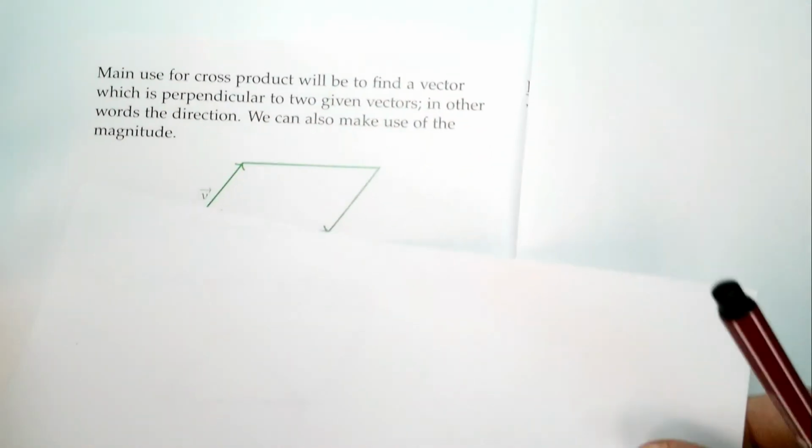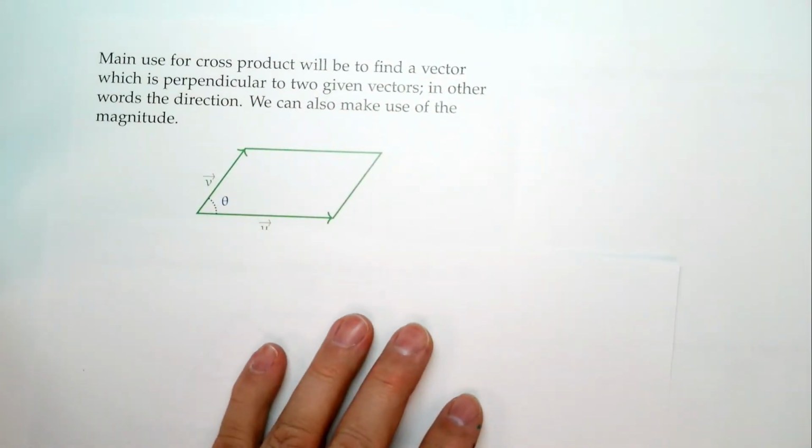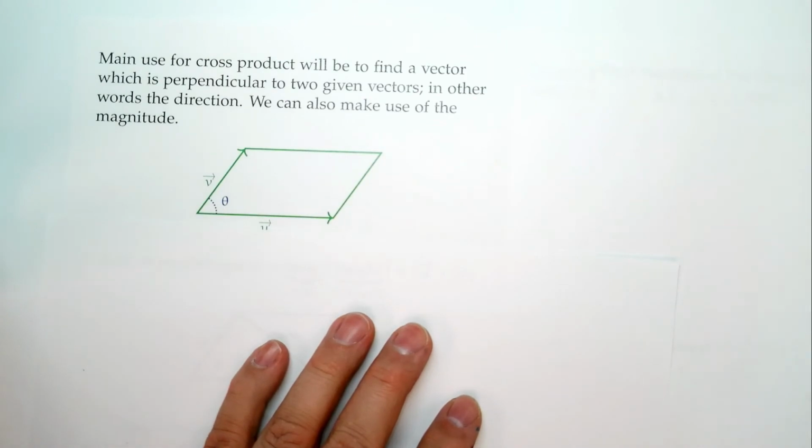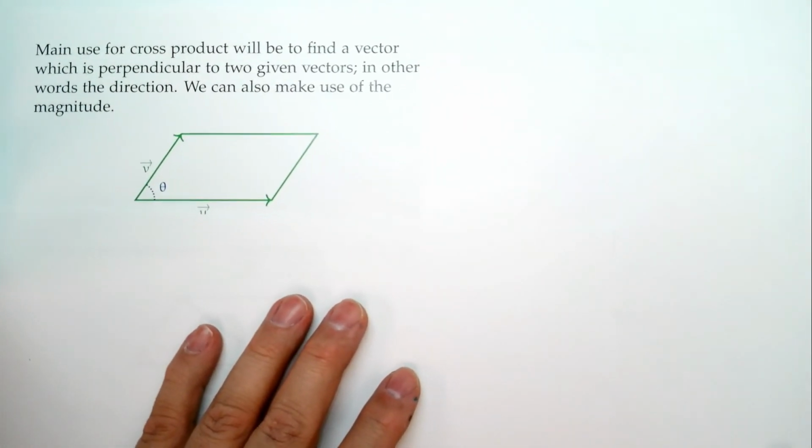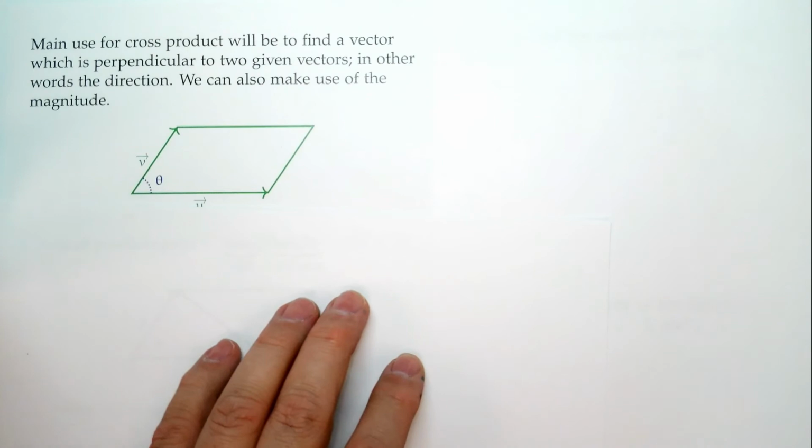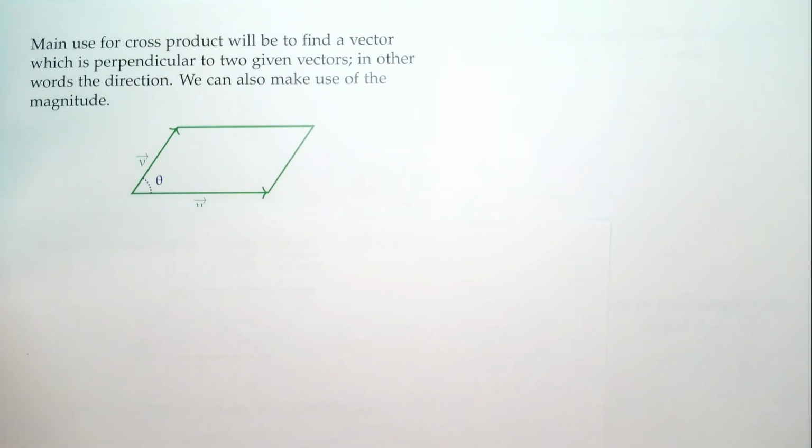Well, most of the time when we use the cross product, we're going to be focusing our energy on the direction. In other words, finding something which has the right direction, perpendicular to two initial vectors. However, there's another use of the cross product, and that is to find the magnitude. So we have to understand, what does the magnitude represent?